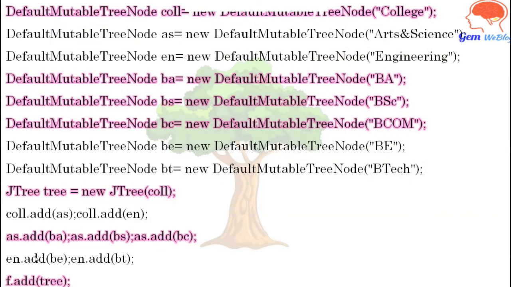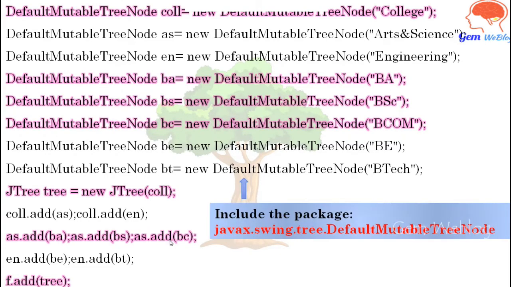Now this is the code to create it. We have created the object for all the nodes, and then we have added arts and engineering into the college node, and then BA, BSc and BCom into arts and science, and BE and BTech into engineering. At last we have added the college node into the tree, and this tree has been added into the frame. When you are using the DefaultMutableTreeNode class, you have to include this package into your program.